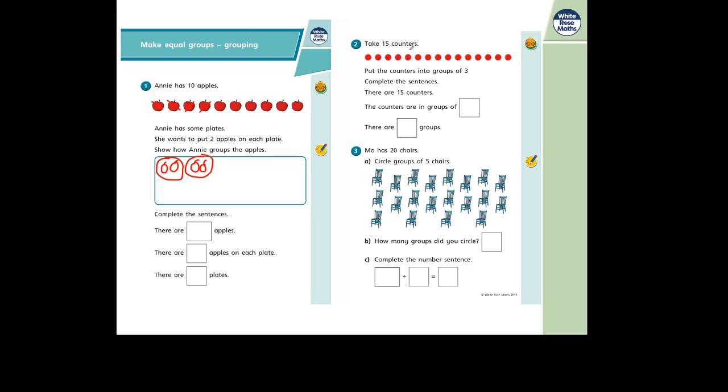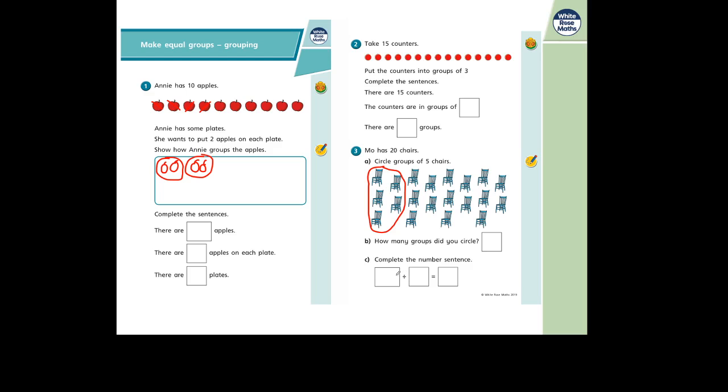Here, you've got to take 15 counters, put them into groups of 3, then complete the question. And here, you've got 20 chairs, put them into groups of 5. So again, with this one, and the one above actually, you can draw around 5 chairs, and then another 5 chairs, and another 5 chairs. And how many groups did you circle?